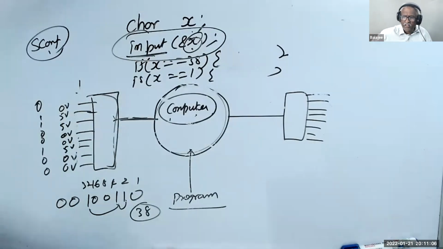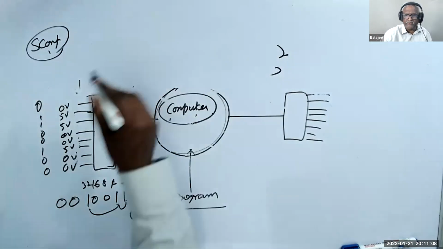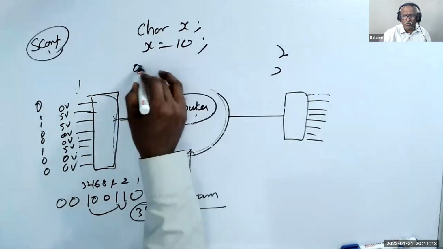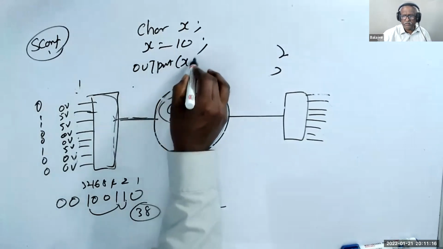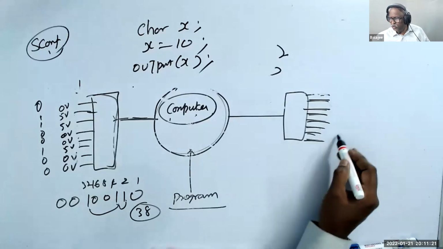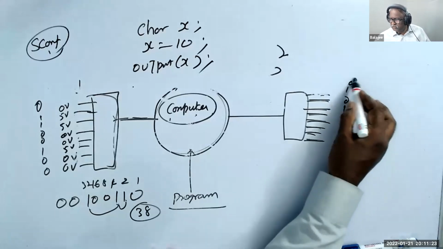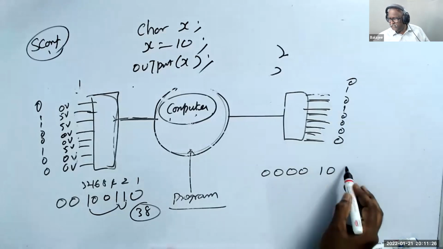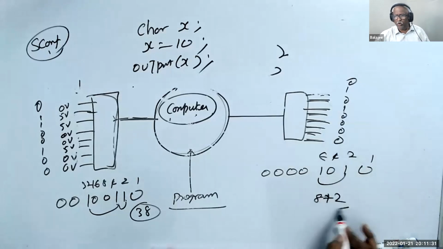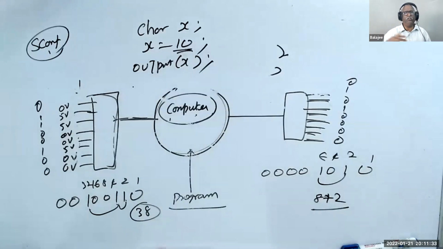In the same way, if I say char X, X is equal to 10, output X, then that goes to the output. The pins are 0, 0, 0, 1, 0, 1, 0, with weights 1, 2, 4, 8. 8 plus 2 is 10. That's what you have written here, 10. It's all decimal and binary; it's a decimal to binary conversion. Watch the number system videos in our Google Drive and you will understand.